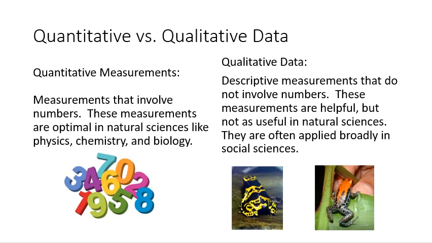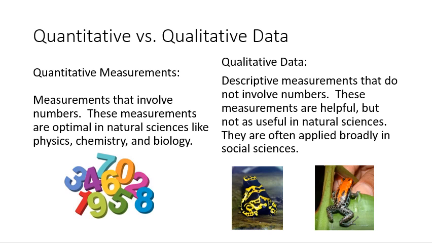Usually they're best for what we use in biology, physics, chemistry. The natural sciences tend to use quantitative data. How do you measure it using numbers, and then how can you run statistics on those numbers? The other side of this is qualitative data. This is descriptive, and they don't involve numbers. They're helpful. They talk about properties, but they're not typically as useful in natural sciences. They are often used in the social sciences.